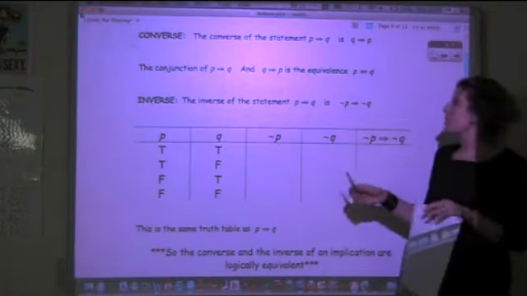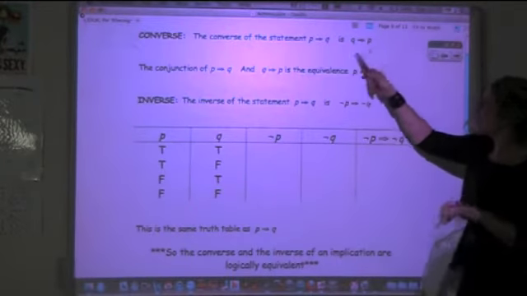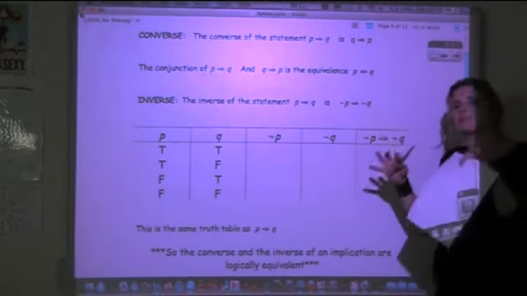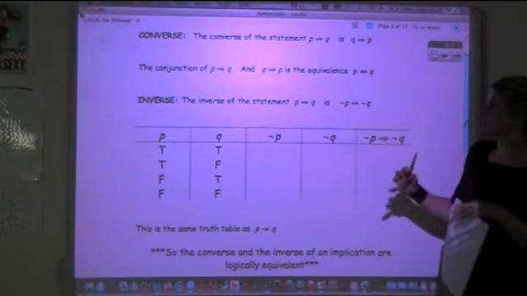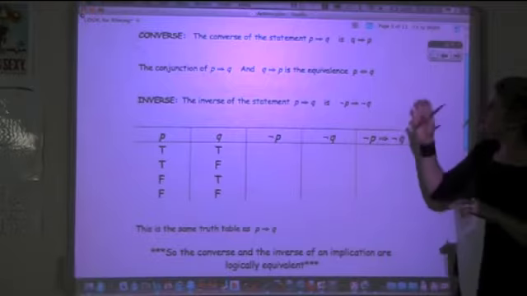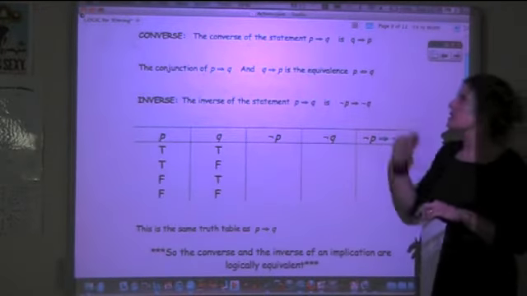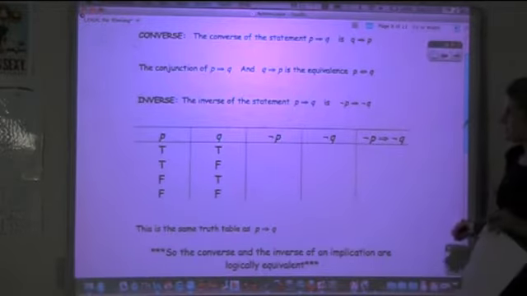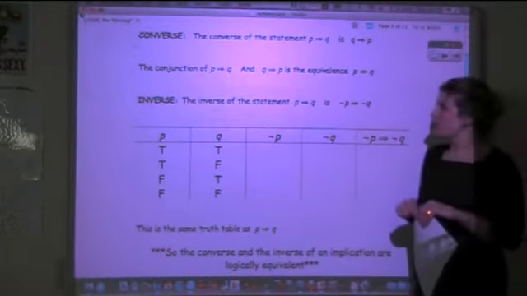And the conjunction of P implies Q and Q implies P is the equivalence, the double-headed arrow, that's what we talked about in the last session. So converse is when you switch the two letters around. The inverse is slightly different.